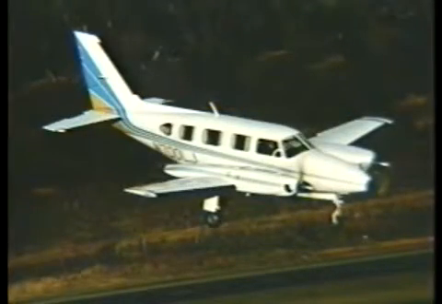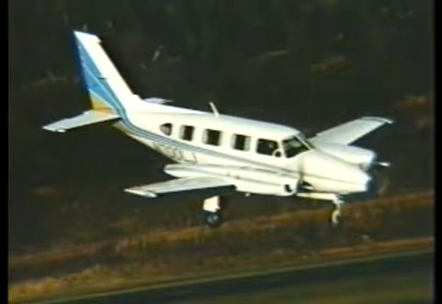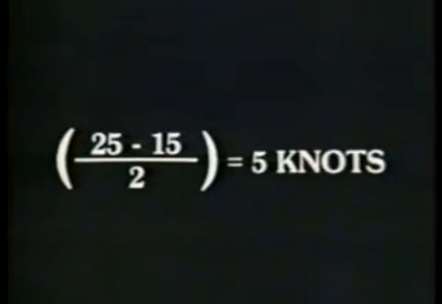Wind check, please. Wind 190 at 15, gusting 25. In this instance, we chose to add 5 knots, half the gust wind component, to our approach speed. See how it works? By the way, your handout has more information about gust factors. Now, let's move on to a discussion about landing on inclined runways.